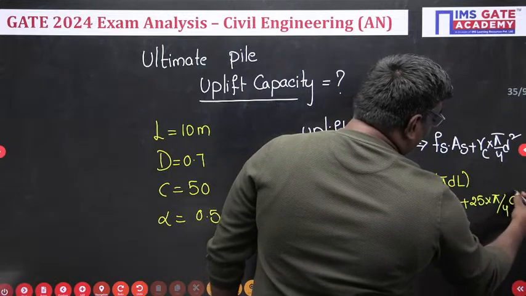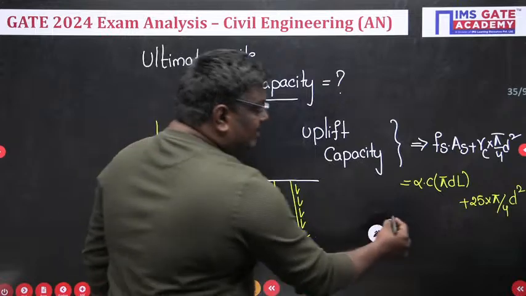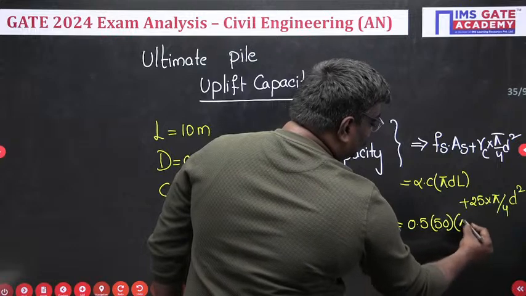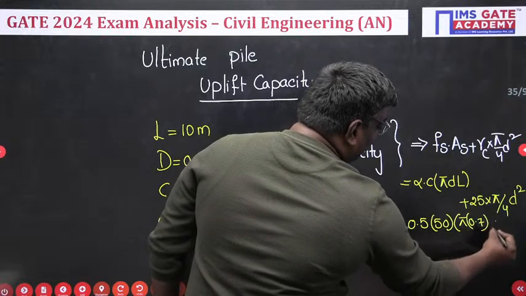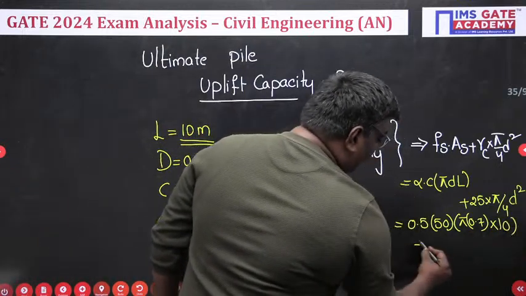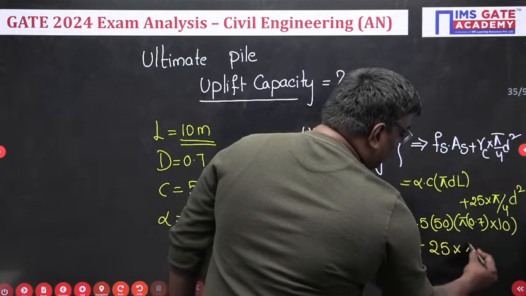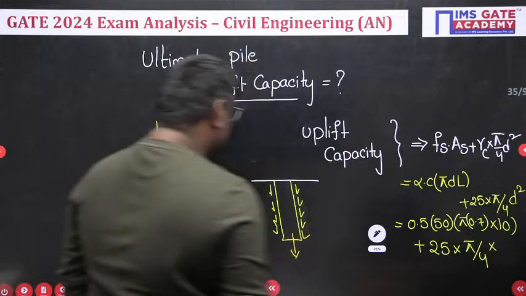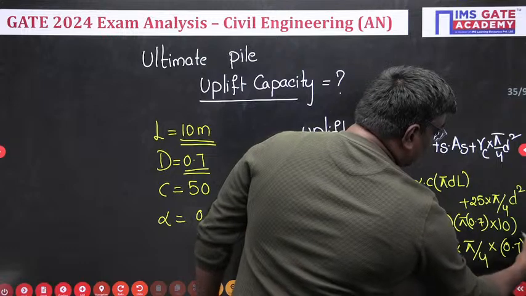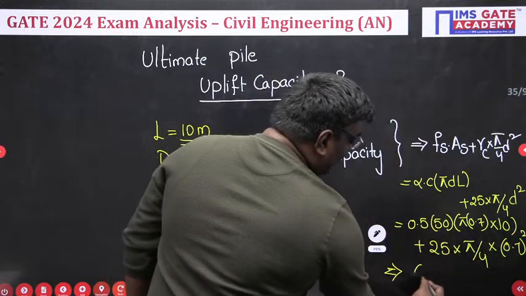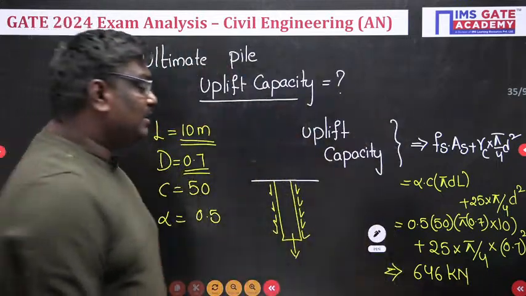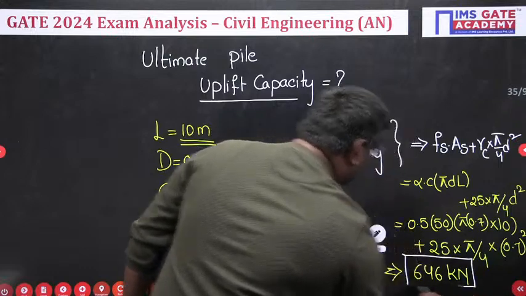If I apply this, whatever the values given in the problem, alpha is given as 0.5 and cohesion is given as 50. Diameter is 0.7, and the length is given as 10 meter. So you have to multiply with 10 plus 25 into pi by 4 into d square. The dia of the pile is also taken as 0.7, so 0.7 whole square. If you solve these things, you will get a value of around 646 kilonewton. So my dear students, the final answer here is 646 kilonewton.